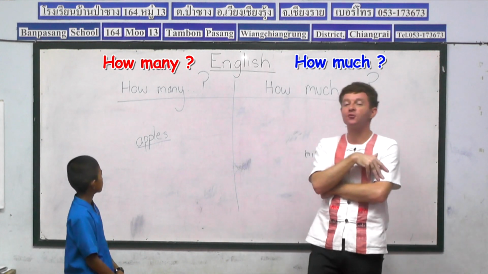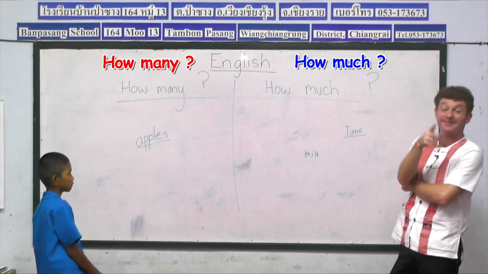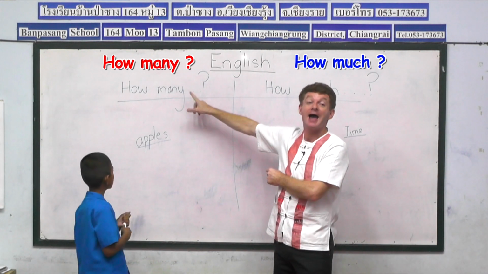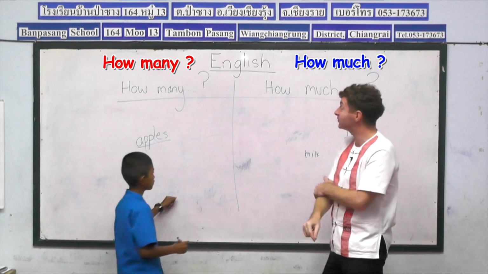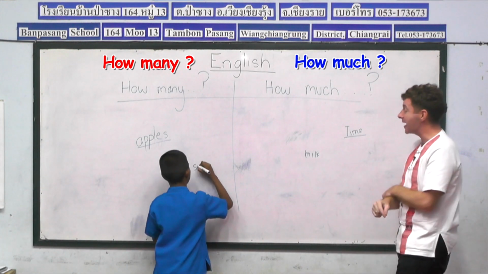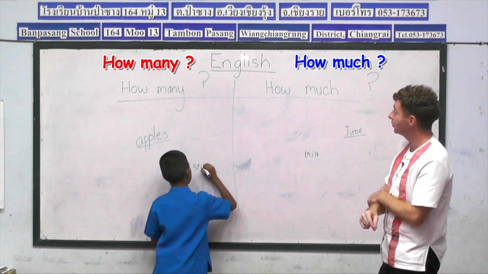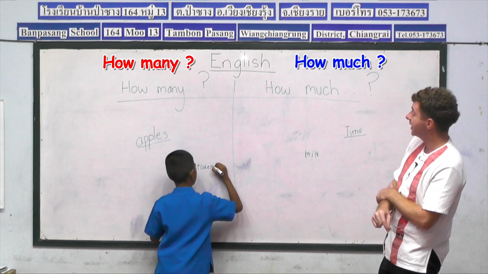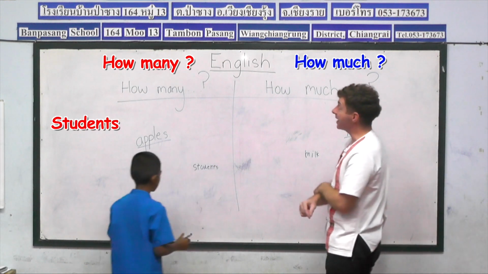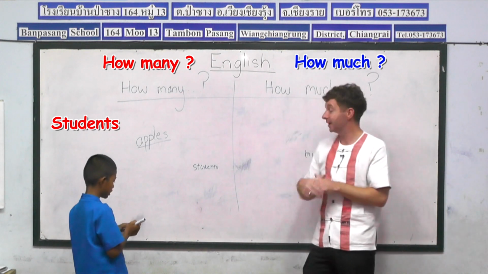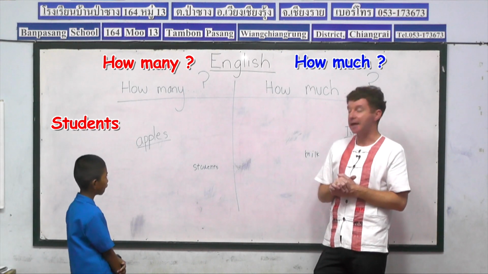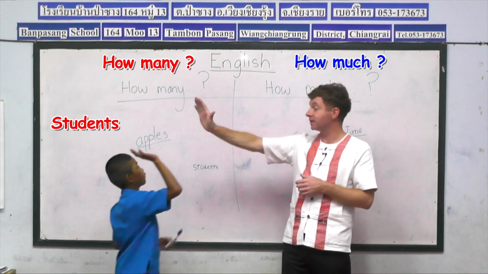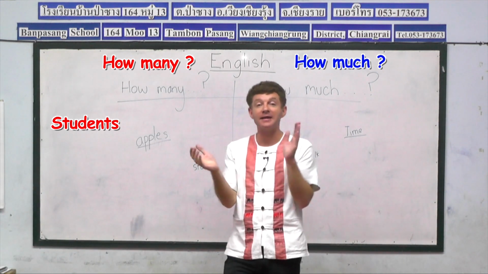Students. Do we say how much students? Students are countable. So we use the phrase, how many? So Pat, can you write the word students on the board? S-T-U-D-E-N-T-S. And we can ask the question, how many students? Yes. One more time, Pat. Perfect, Pat. Very well done. High five and a big round of applause for Pat, guys.